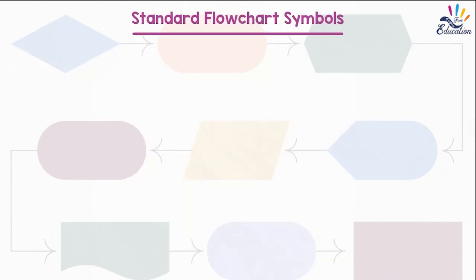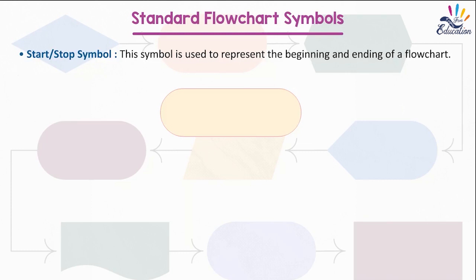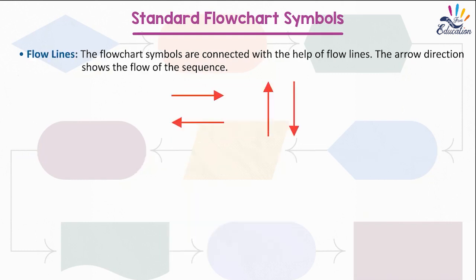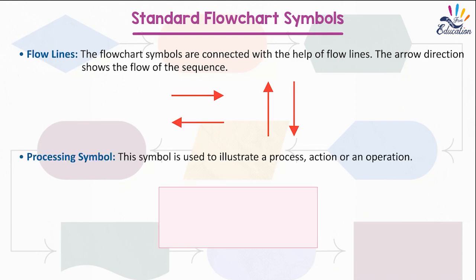Standard flowchart symbols. Start or stop symbol. This symbol is used to represent the beginning and ending of a flowchart. Input or output symbol. This symbol is used to indicate the acceptance of inputs from a user or the output concluded. Flow lines. The flowchart symbols are connected with the help of flow lines. The arrow direction shows the flow of the sequence.